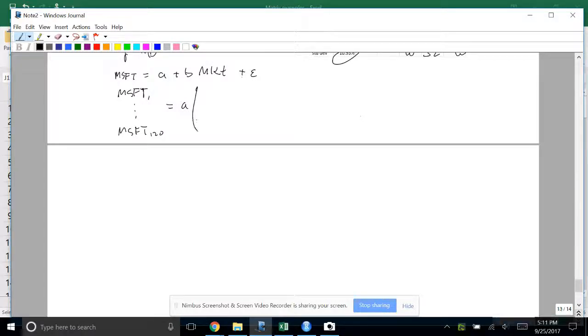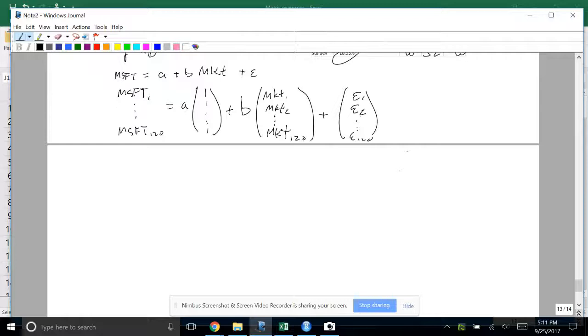A times a bunch of ones, one for the first month, one for the second month, all the way down to one for the third month, times a market beta times the market return in the first month, the market return in the second month, down through the market return in the 120th month. Then we have some errors: error 1, error 2, all the way down through error 120.